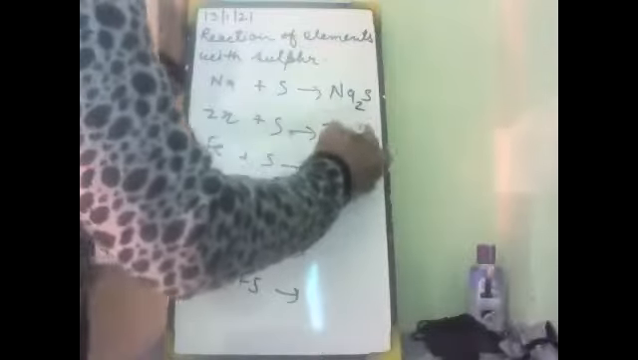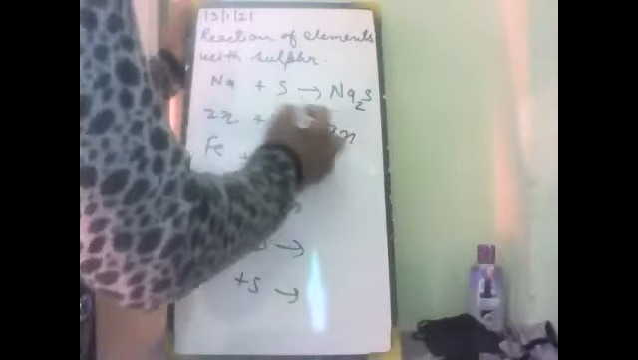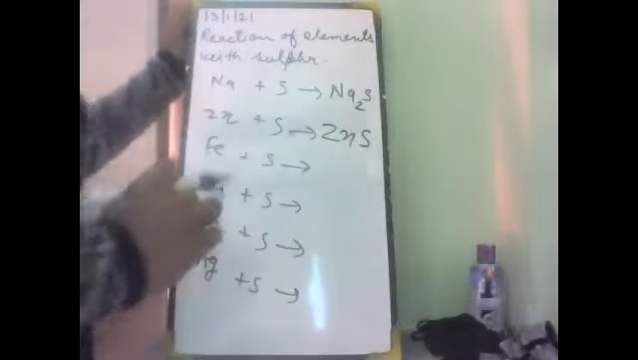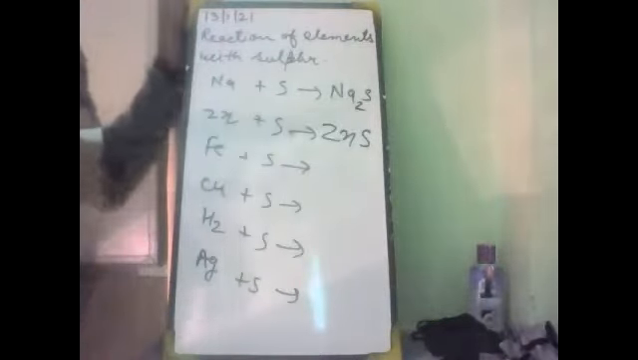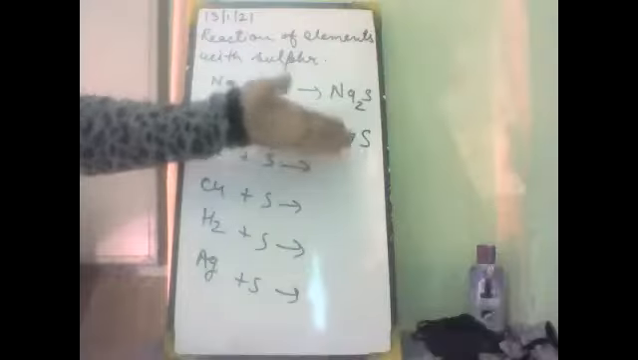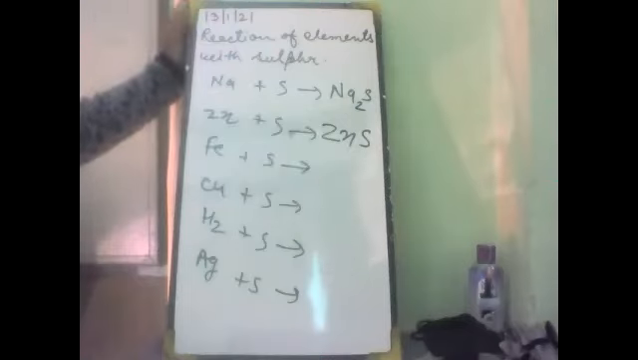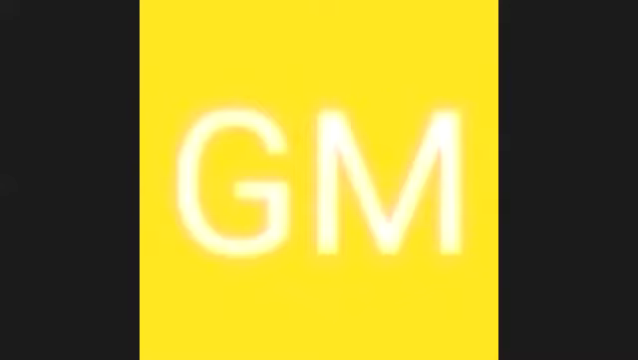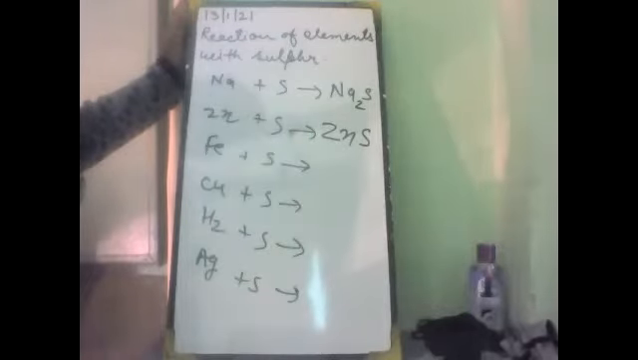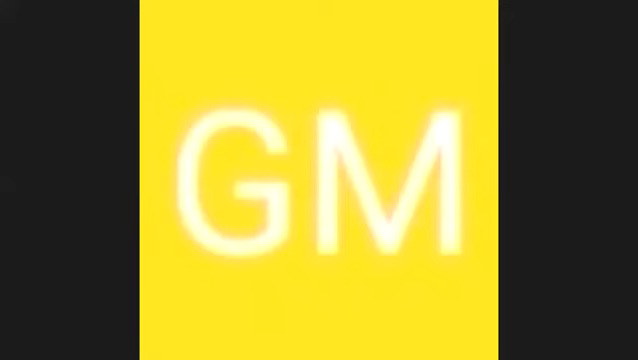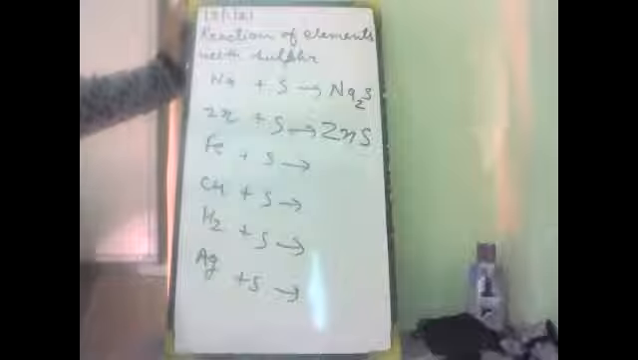ZnS. When sulfur reacts with the metal zinc, it forms ZnS. Why are we putting ZnS here? What is the reason? There is no 2 or anything there. Ma'am, because it has valency of 1. Valency of? On which element has the valency 1?